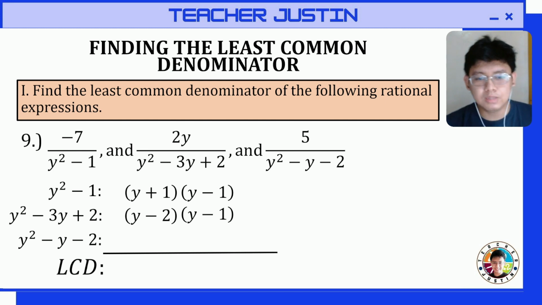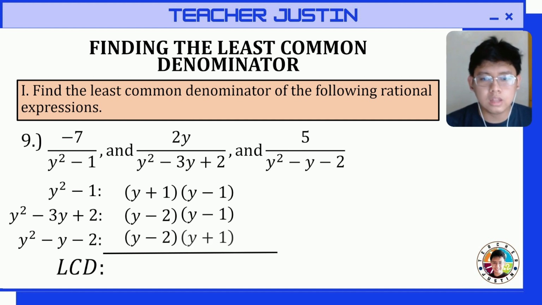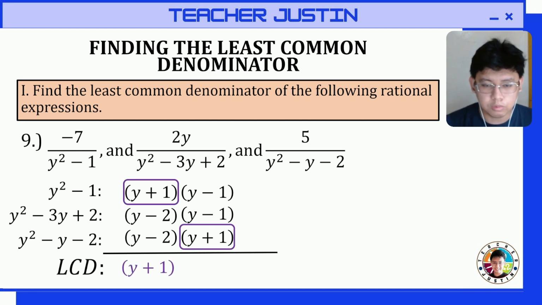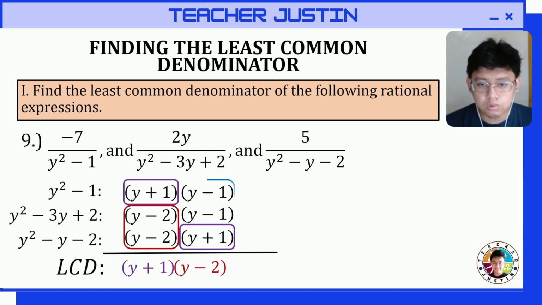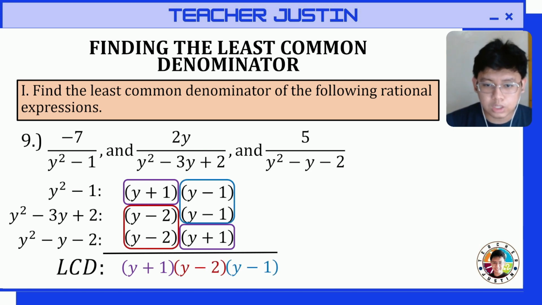Okay, now let's move on to our third denominator. We have y squared minus y minus 2. We can also factor this using quadratic trinomial case number 1. So, yung factors niya magiging y minus 2 and y plus 1. Now, let's get the common factor of our denominator. So, meron tayong common factor na y plus 1. So, we will list it as 1. We have a common factor y minus 2 and y minus 1.